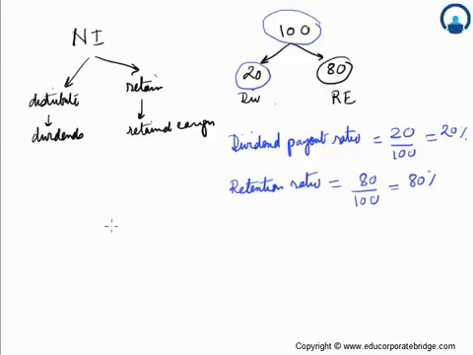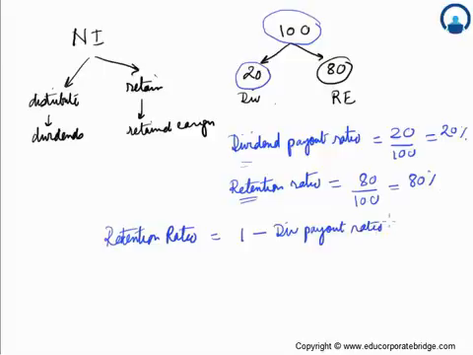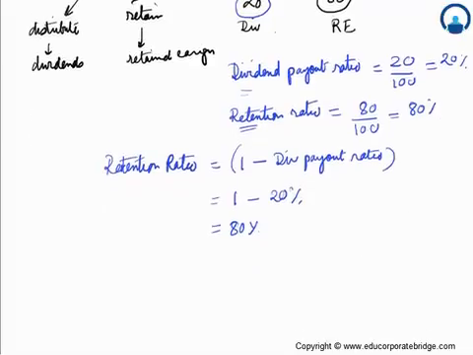And obviously there is a link between the retention ratio and the dividend payout ratio. Retention ratio can be written as 1 minus the dividend payout ratio. So if you have any one of the ratios, you can calculate the other. So here in the above case, we have 1 minus 20%, which can be directly calculated as 80%. So this is what we understand by the retention ratio.